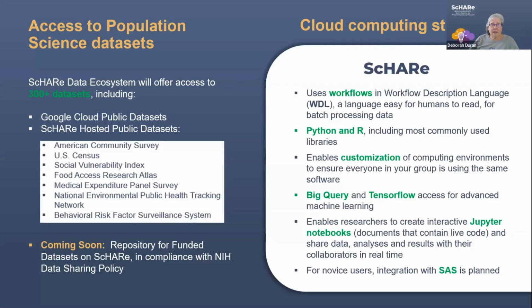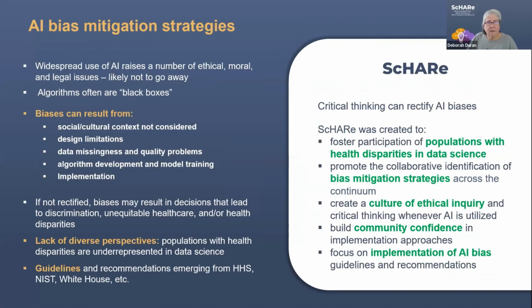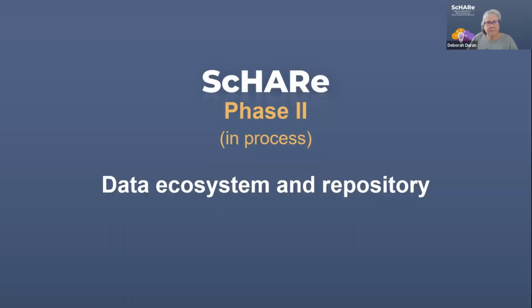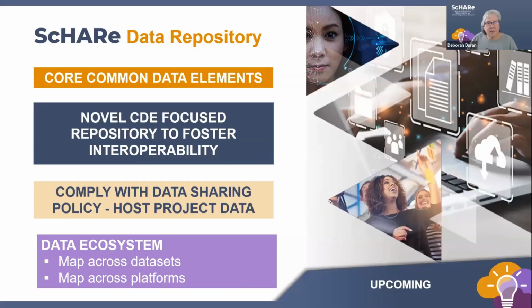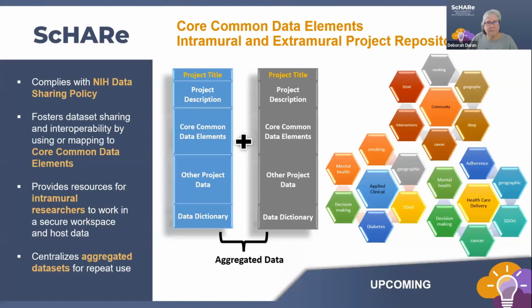Of course, on the cloud platform, we have many resources available to you for cloud computing strategies like Python and R, and different ways that you can customize your data sets and create workspaces that are just for you. We also deal with bias mitigation strategies, and we'll be doing other types of work besides Think-a-Thons in dealing with this. The repository that is coming is going to be focused on the common data elements.